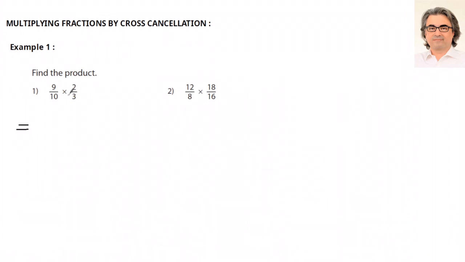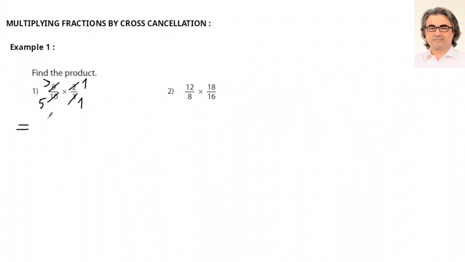Now, is there any simplification between the numerators and denominators? Between 9 and 3, they are both divisible by 3. So divide 9 by 3, the result will be 3. Divide 3 by 3, the result will be 1. What about between 10 and 2? Both are divisible by 2. Divide 2 by 2, the result is 1. Divide 10 by 2, the result is 5.